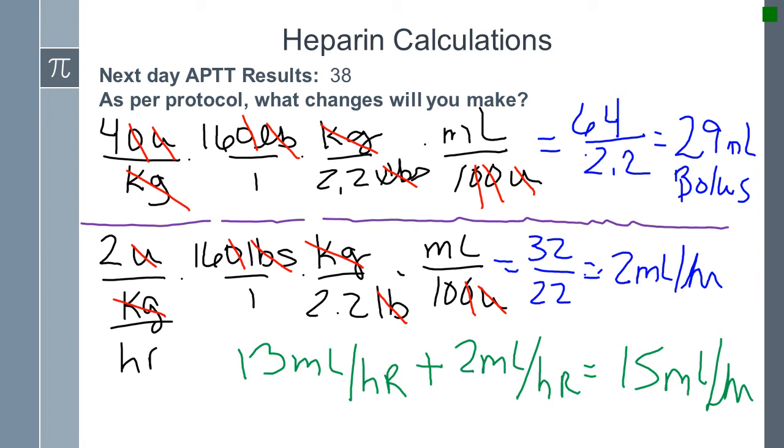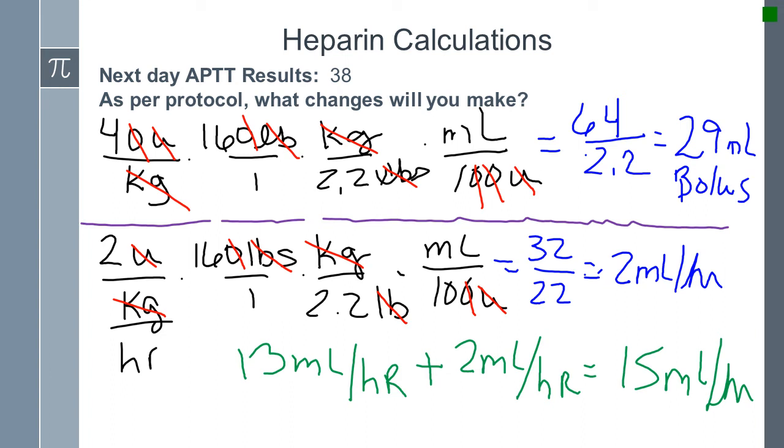It comes a milliliter in 100 units. You're not supposed to use a U for units anymore. I'm just simplifying it, making it a little bit easier. So then we want to cancel our units, our pounds, our kilograms, and so we've got mils per hour. So then I'm going to take out a 0 on the top, a 0 on the bottom. Then I'm going to do my math. So now I've got 2 times 16, which is going to give me 32. And on the bottom, I have 2.2 times 10, which is 22.